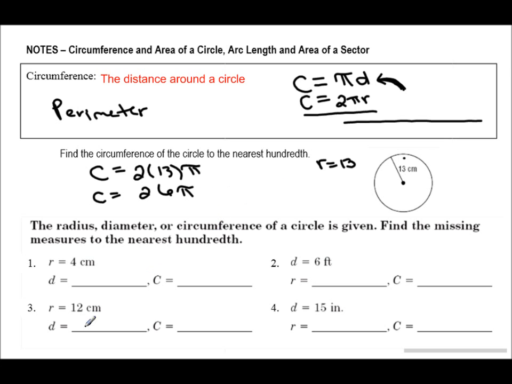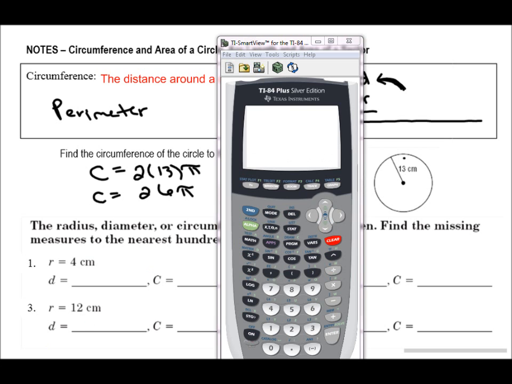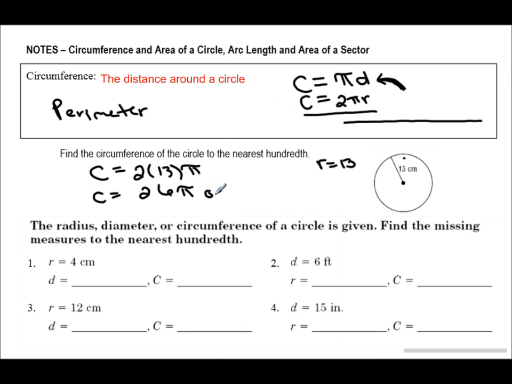If we wanted that as a decimal form, we would type in 26 times pi. And there is a button on your calculator for pi. It's right above this arrow key up here. So we would hit second and then arrow up. It gives us the symbol for pi, which is equivalent to 3.14 repeating. So this would be 81.7 to the nearest tenth. So we want to get in the habit of writing both answers.